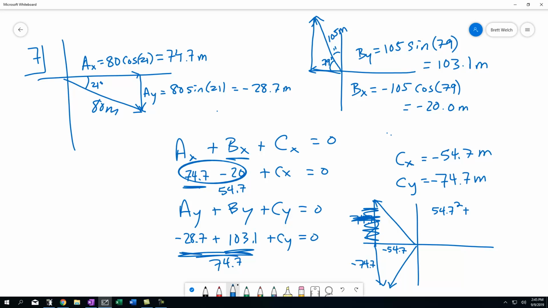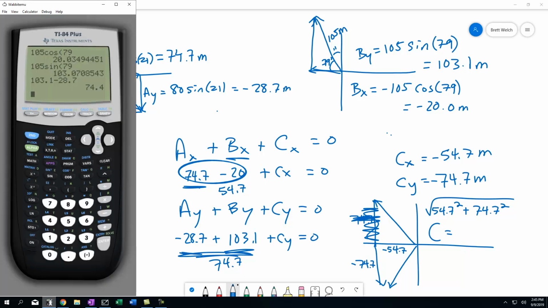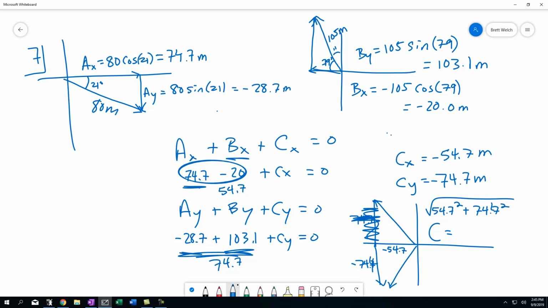54.7 squared plus 74.7 squared. Now I'm not going to use the negatives because I know I'm squaring, and then I'm going to square root that. This should give me C as a final value. So this would be 74.4, no, 74 point, that's what it's supposed to be, 74.4. Excuse me on all of that.